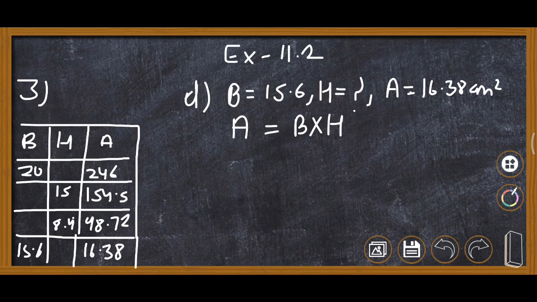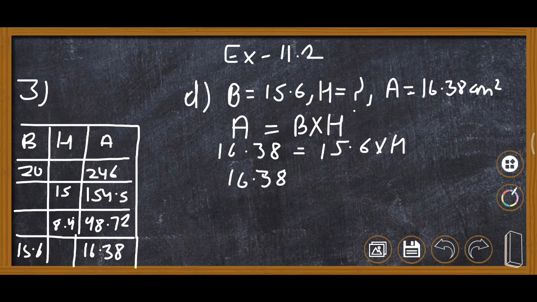This is the D part. Here you can see base is 15.6 centimeter. Height is not given, so in place of height we will write question mark. And area is 16.38 centimeter square. You know that the formula of area of parallelogram is base into height. So here area is 16.38 and base is 15.6 into height. Now this 16.38 and this 15.6 will go in divide.